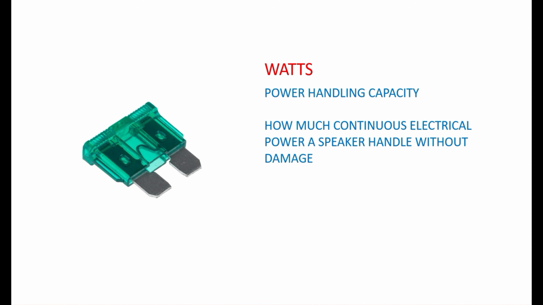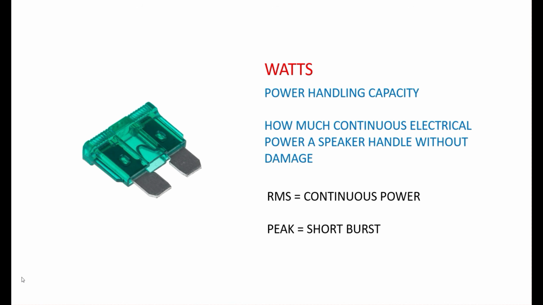Now, we also need to be a little bit careful because there are two different types of wattage that you will find in the technical data sheets or on the back of the cone of a speaker, and that is RMS, or root mean squared power, which is basically the average continuous power that a speaker can handle. It's like the everyday running of the speaker, right?